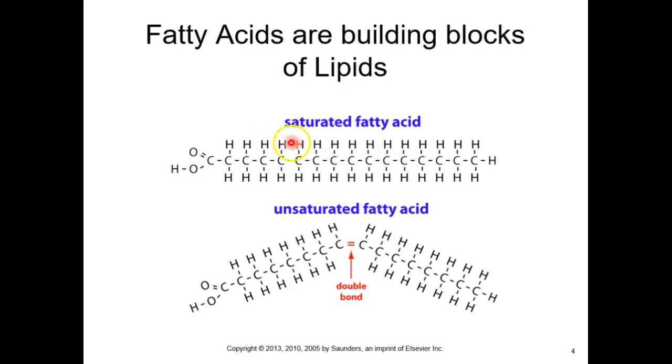So this would be a fatty acid. We would still call it a fatty acid if it was a shorter chain. We would still call it a fatty acid if it was a larger chain. So saying that it's a monomer is a little bit weird for this molecule, but we're going to roll with it.